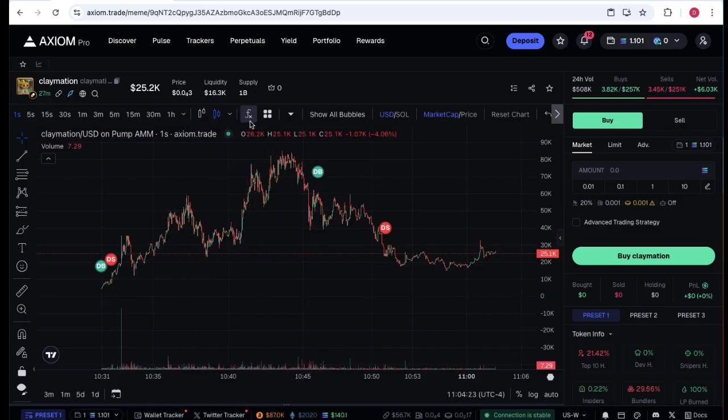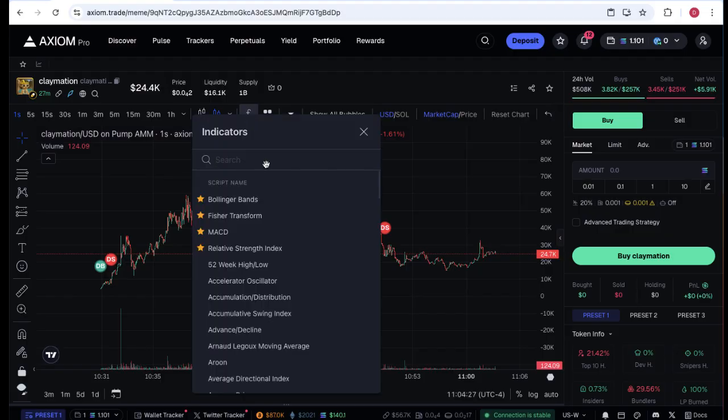If you go over here where you see FX, this is where you will find your indicators and your strategies. So when you open up indicators, I'm only going to be recommending 4 for a chart.